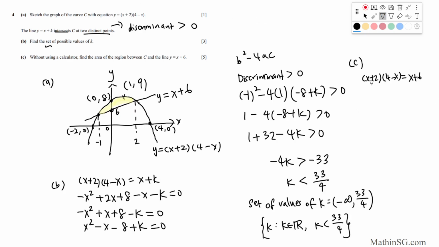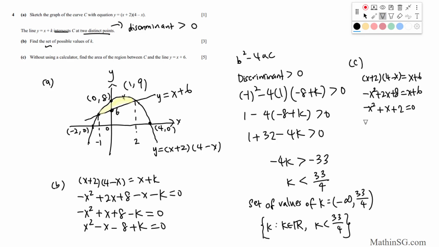Then we have already expanded just now, right? It's minus x squared plus 2x plus 8. So let's just copy it: minus x squared plus 2x plus 8 equals x plus 6. Simplifying it, you have minus x squared plus x plus 2 equals 0.